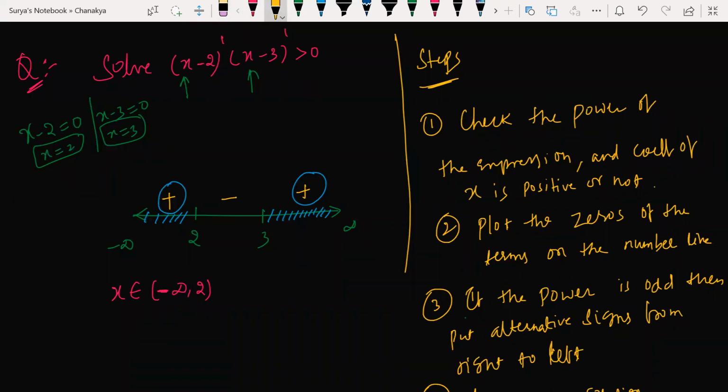So we cannot include 0. Then union. Since 2 to 3 is not there, we need to use union. 3 to infinity. This is my answer. 3 also we are not going to include, so open bracket.